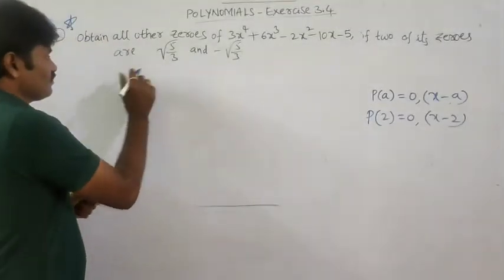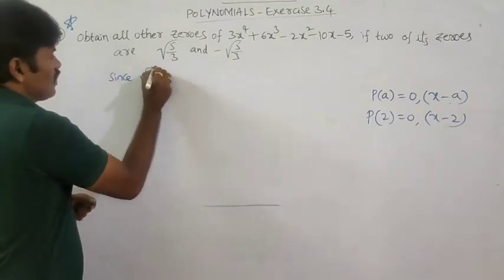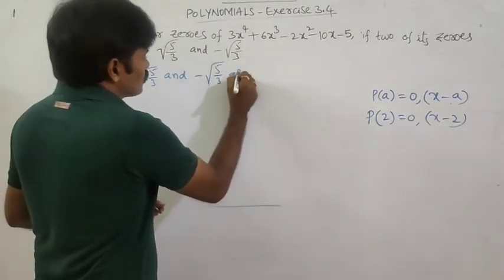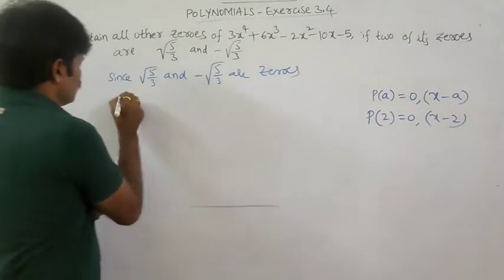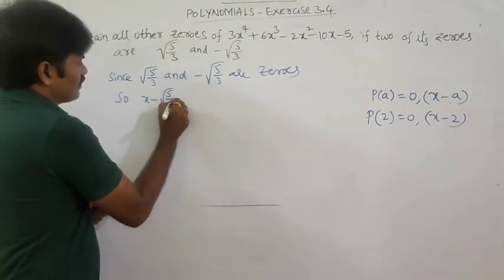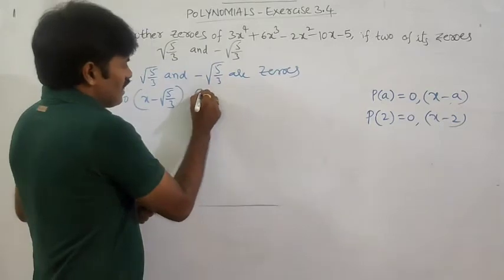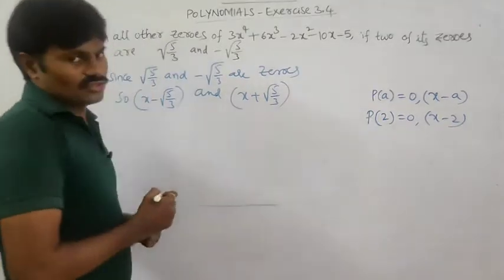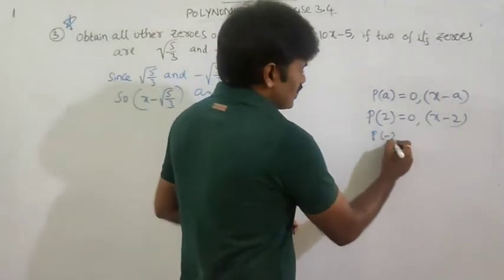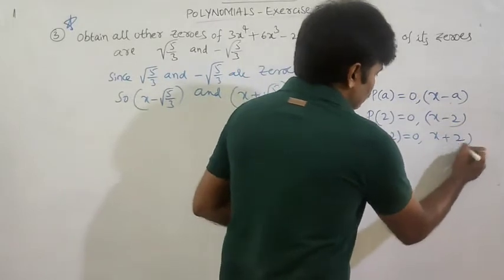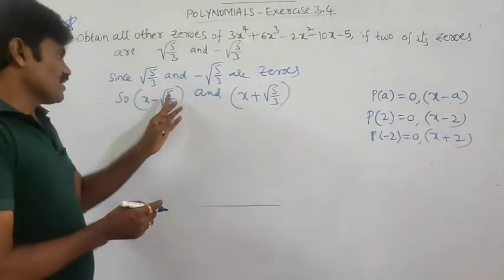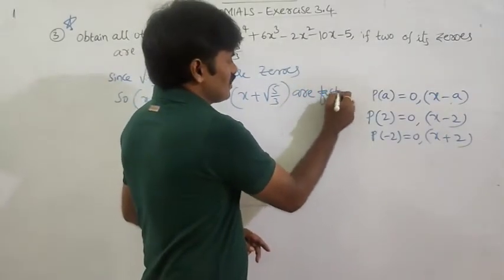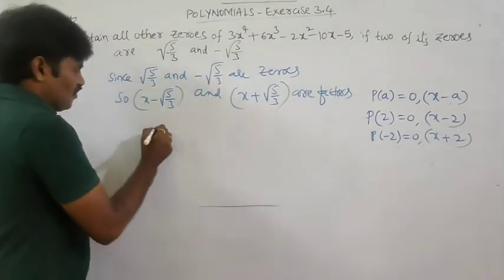Similarly, since square root of 5 by 3 and minus square root of 5 by 3 are zeros, x minus square root of 5 by 3 and x plus square root of 5 by 3 are factors. Since if P of minus 2 is 0, then x plus 2 is a factor. What are these? Factors.